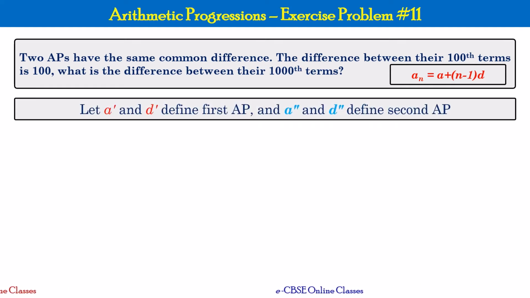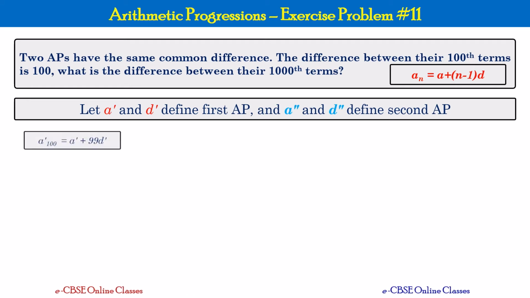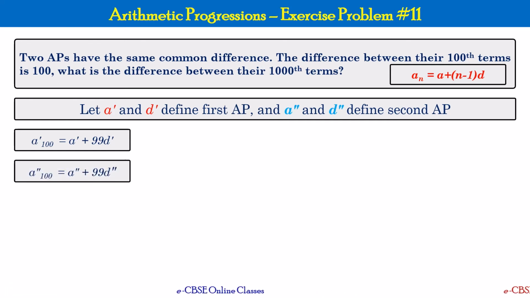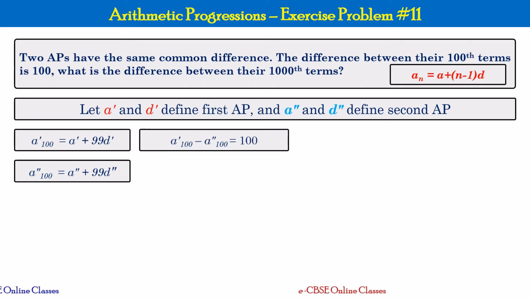Let us call a prime and d prime define the first arithmetic progression, and a double prime and d double prime define the second arithmetic progression. These superscripts are basically to distinguish between the two arithmetic progressions. So what is given to us? The 100th term of the first arithmetic progression is a prime plus 99d prime, and the same for the second arithmetic progression is a double prime plus 99d double prime. We are given the difference between these two terms is 100.